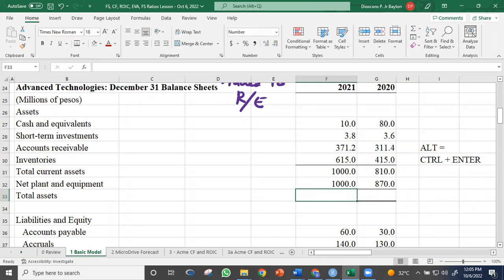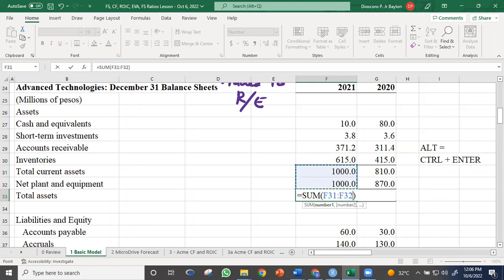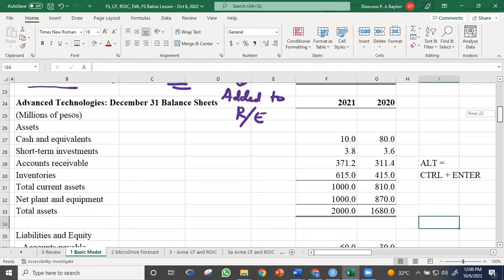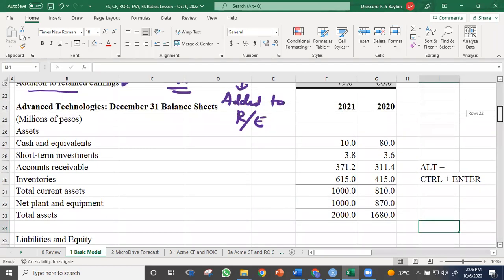Sometimes it doesn't work, Alt+=. It's lagging. Just highlight this. Okay. All right. So our assets, 2,000.